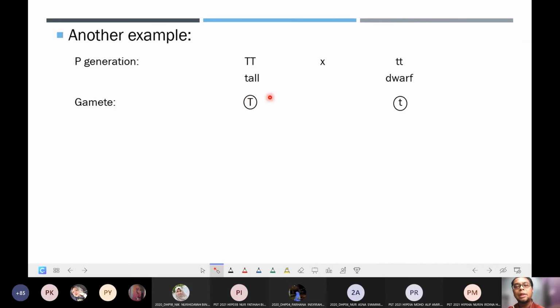we should know that this will be the gametes that can be produced. The gametes. So from this individual, there will be this one type of gamete that will be containing this capital T allele. Meanwhile, from this other parent, this gamete will be containing the small t in it. And from this crossing between these two gametes, we will be producing the F1 generation that will be having this type of genotype, capital T, small t, the heterozygous condition. And the phenotype of these F1 individuals will be tall.